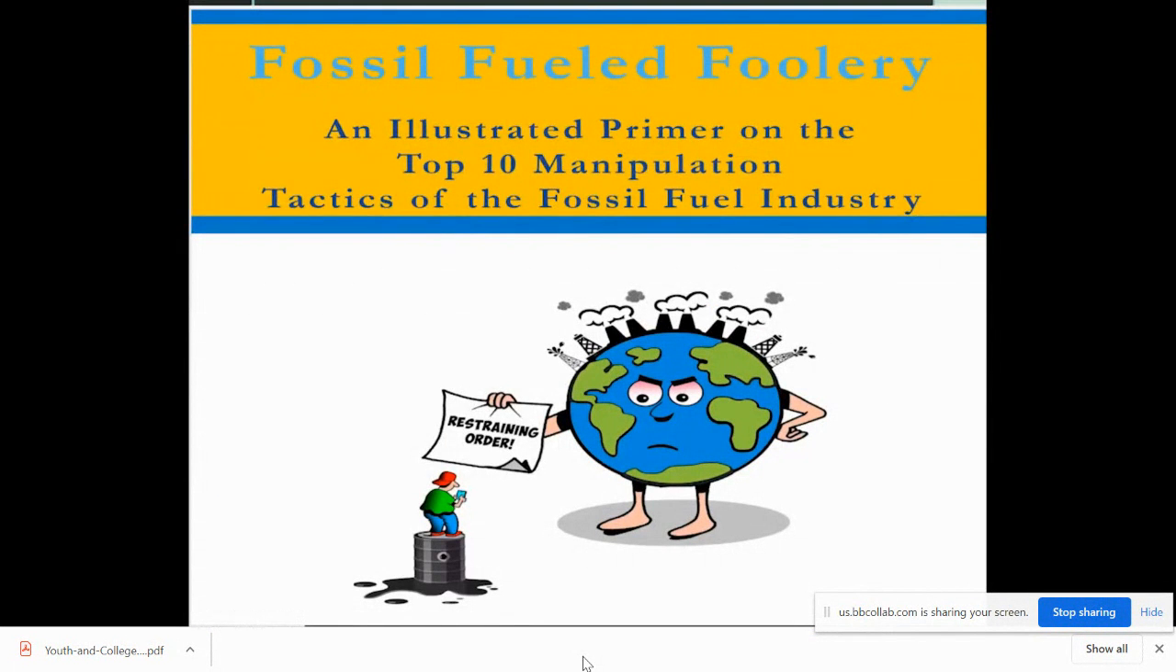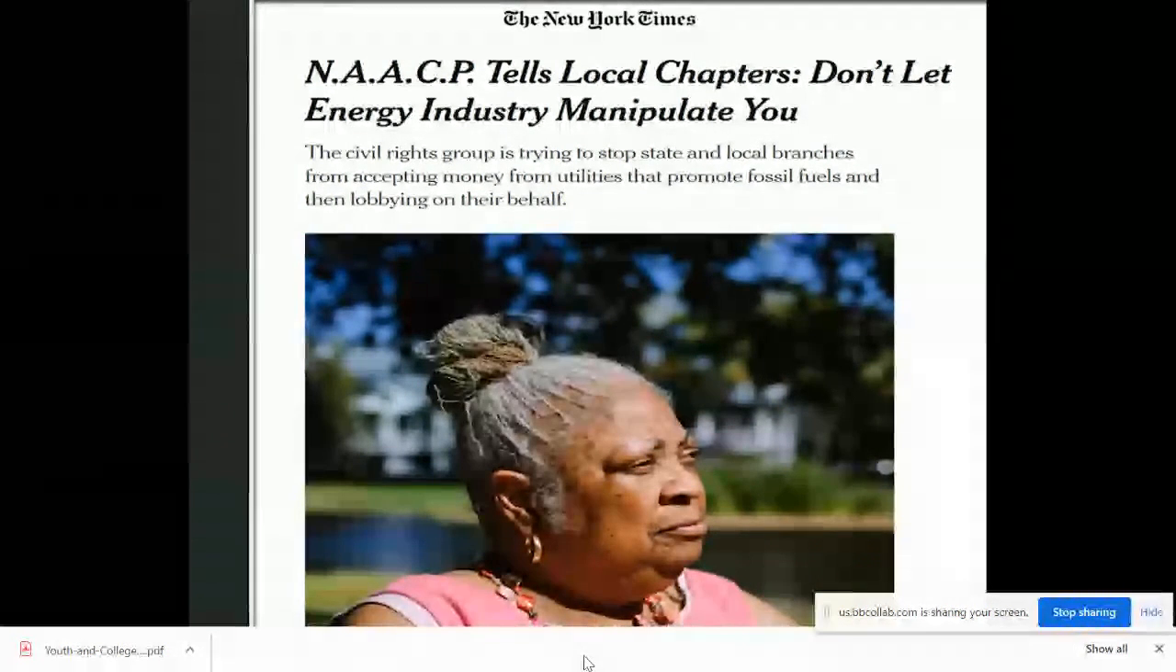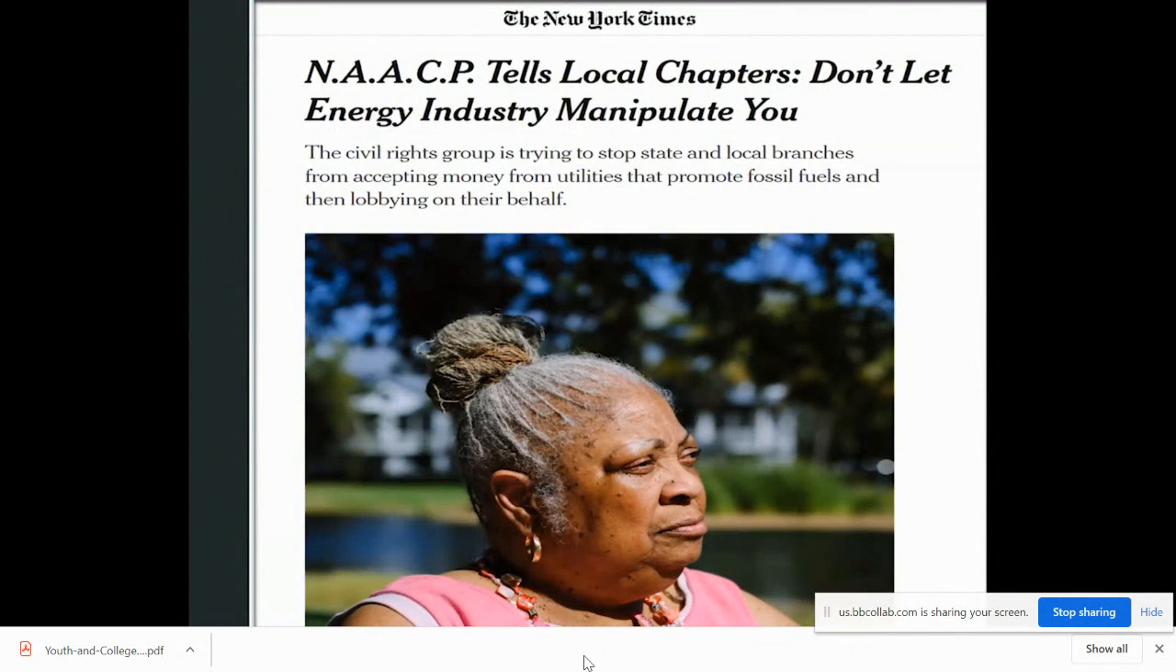We also called out the fossil fuel industry for the ways that they have manipulated our democracy, manipulated our communities, and so forth. So we put out this report last year, April 1st, called Fossil Fuel Foolery, an illustrated primer on the top 10 manipulation tactics of the fossil fuel industry. And then just this past January, we saw that same report get another bit of highlighting thanks to the work and leadership of the Florida NAACP, where the Florida president and the conference stood behind her in denouncing funding from the fossil fuel industry and said that they weren't going to be pressured by these companies to do their will so that they can receive money from them.